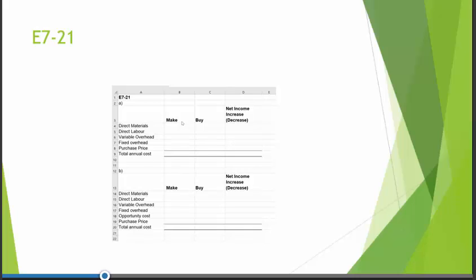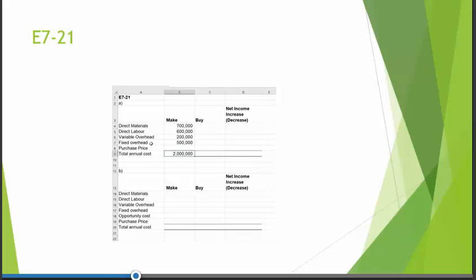If we decide to continue to make the products, we're still going to have $700,000 in direct materials. The direct labor will stay the same. The variable overhead is $200,000. The fixed overhead is $500,000, which gives us an annual cost of $2 million. So that was given in the question. That's how much it costs to make the 20,000.